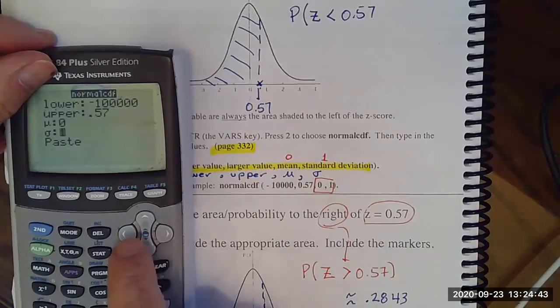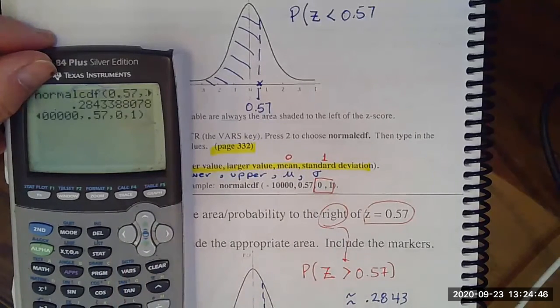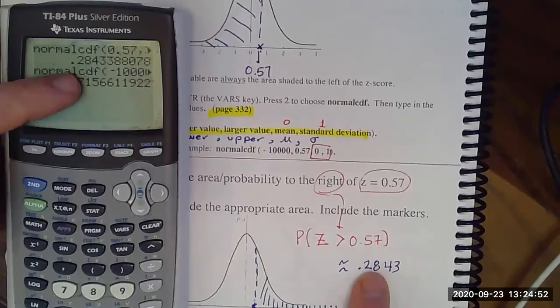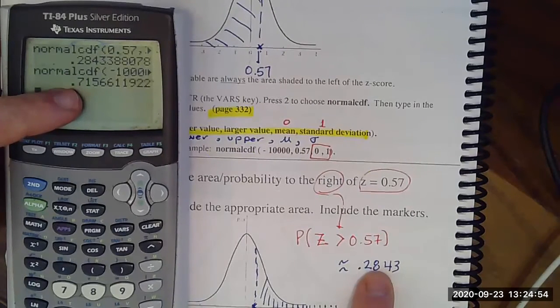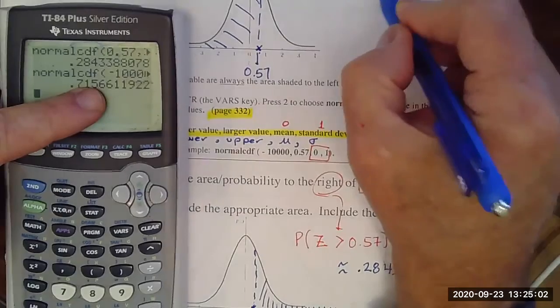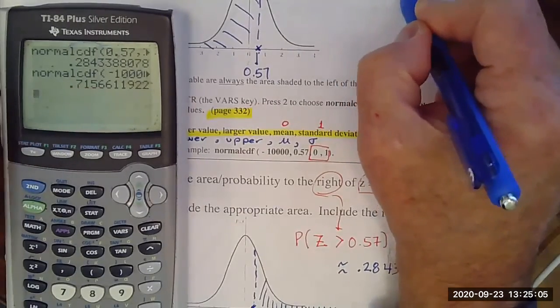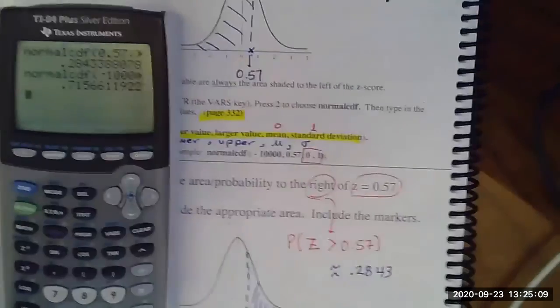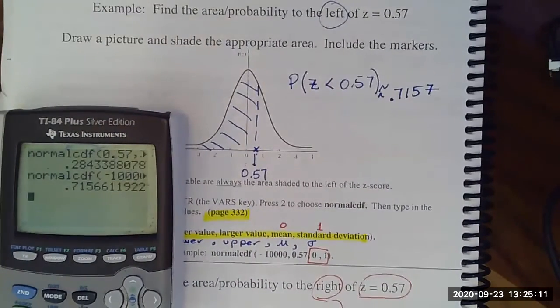Always 0, always 1 for sigma, for standard normals. These two numbers together give you 100%, or really, really close. So I'm going to round this to 4 decimals: approximately 0.7157.